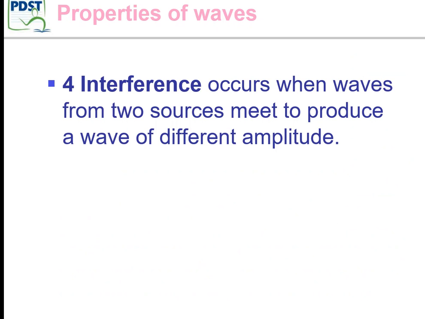Then there is another property of a wave that we call interference. Interference occurs when waves from two sources or three sources meet at a certain point to produce a wave. Usually when two waves meet, they are going to produce a wave of different magnitude or different amplitudes, and we'll see what that means.